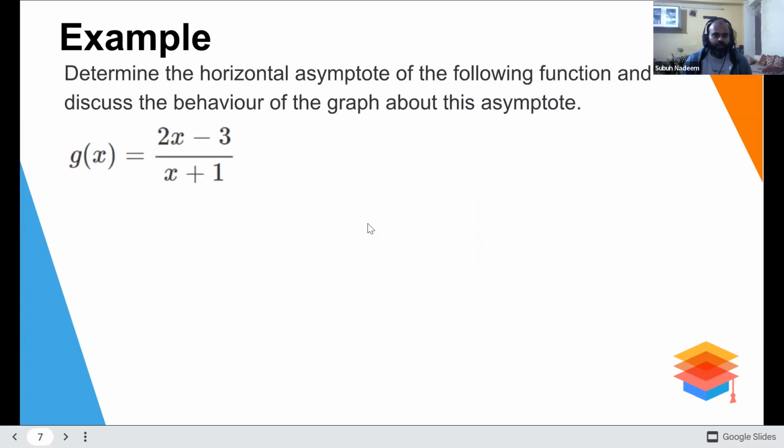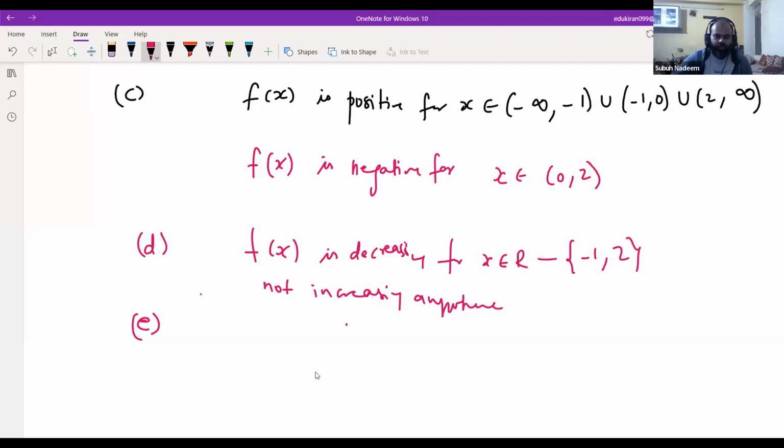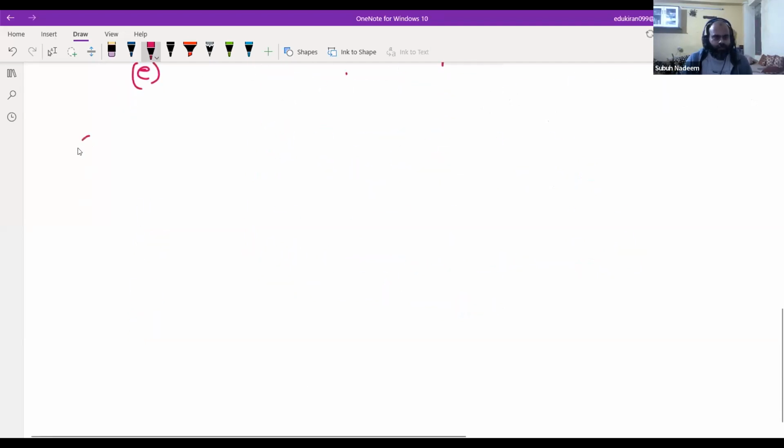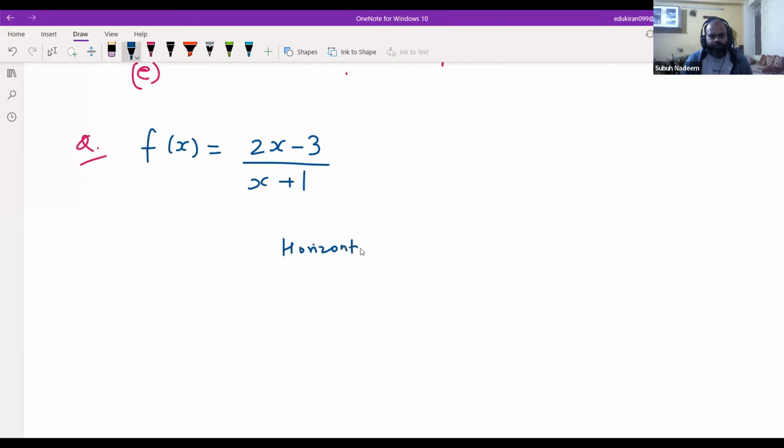Discuss the following function. This is the behavioral graph of this asymptote. So I will ask you this function. What is this function? This is 2x minus 3 by x plus 1. So horizontal asymptote is obtained if the degree of numerator is equal to degree of denominator.